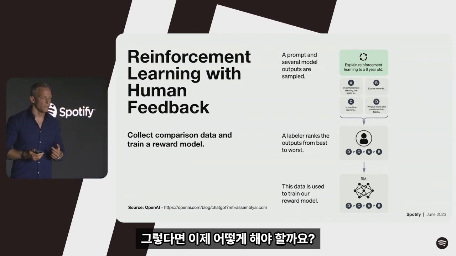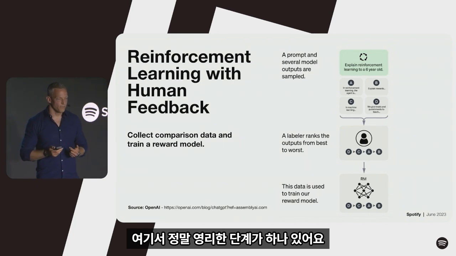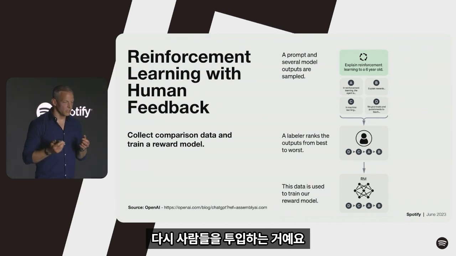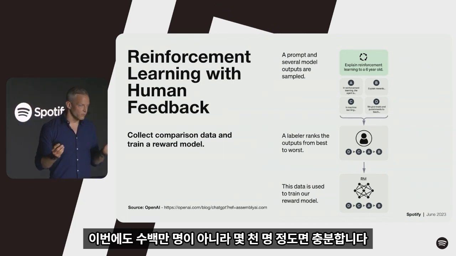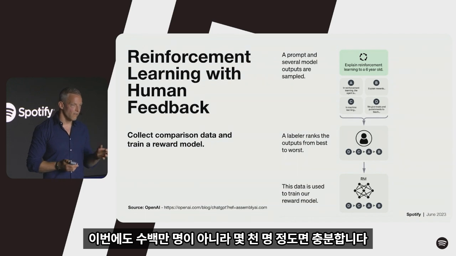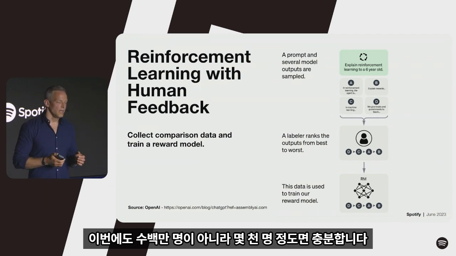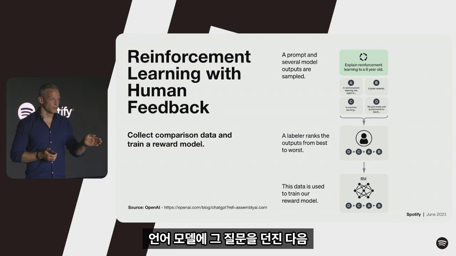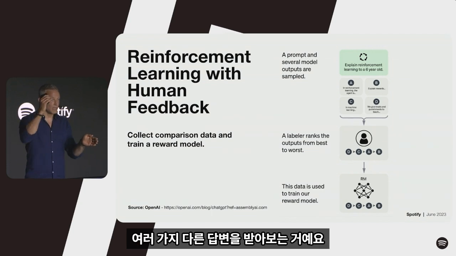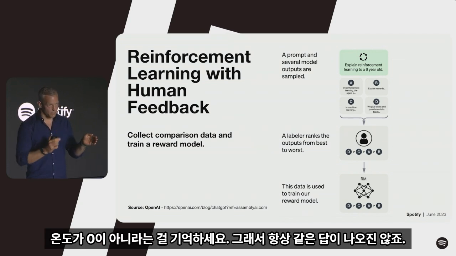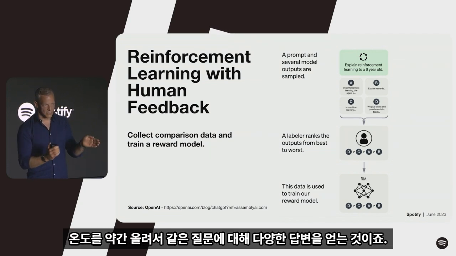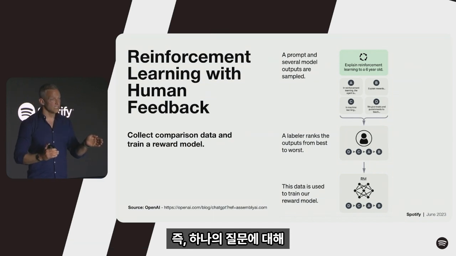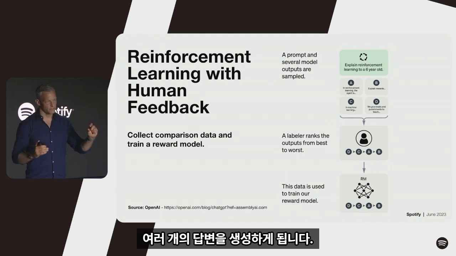So what we do now is a really clever step, which is we take a bunch of humans again, and we're talking about not millions, but a few thousand. And we take a single question and we ask the language model this question. And then we get a bunch of different answers. Remember, the temperature is not zero, so we don't get the same answer. We raise the temperature a little, and so we're going to get a lot of different answers for the same question. So one question, a bunch of answers.